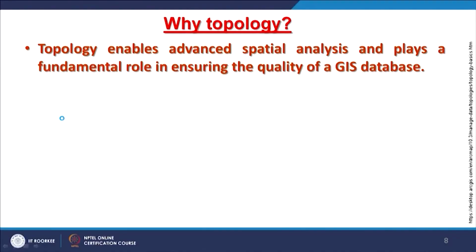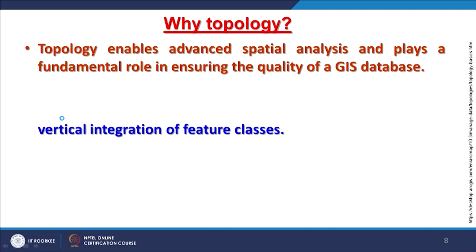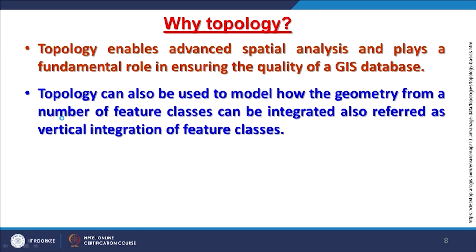Now, we have discussed this point a little bit: topology enables advanced spatial analysis and plays a fundamental role in ensuring the quality of the GIS database. Topology can also be used to model how the geometry from a number of feature classes can be integrated, also referred to as vertical integration of feature classes. That means you can have topology for different layers also, not within one layer, but across different layers.